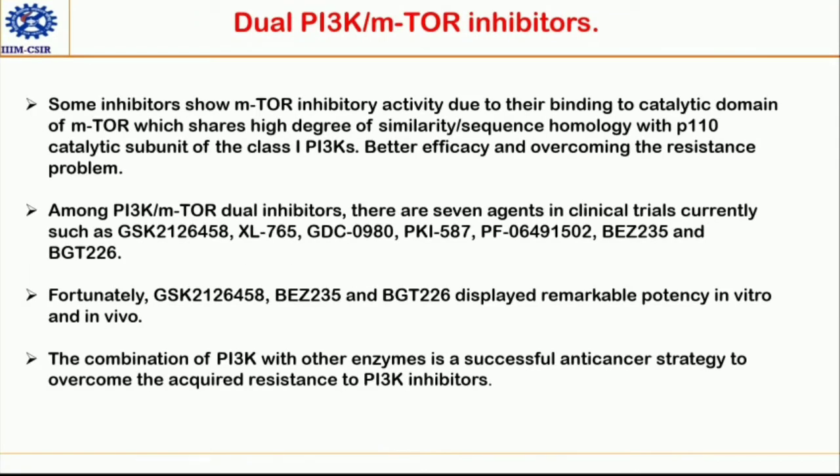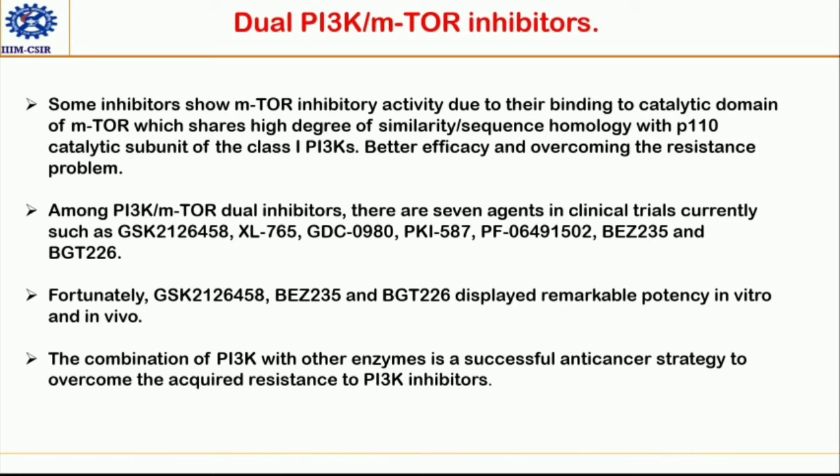The third type of PI3 kinase inhibitors are dual PI3 kinase mTOR inhibitors, as some of the inhibitors show mTOR inhibitory activity due to their binding to the catalytic domain of mTOR, which shares a high degree of sequence homology with the P110 catalytic subunit of class 1 PI3 kinases. Dual PI3 kinase mTOR inhibitors have better efficacy and they have also overcome the resistance problem.